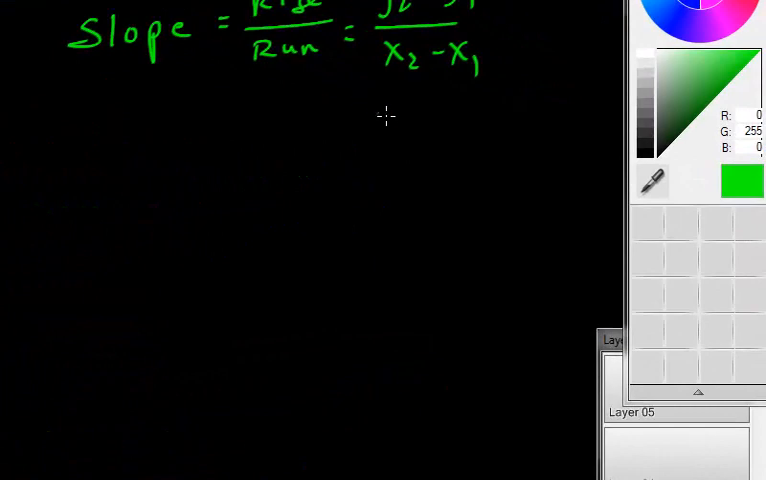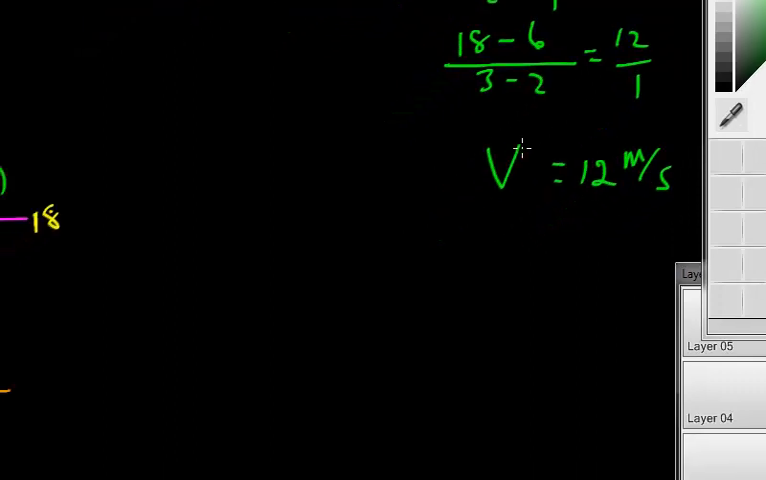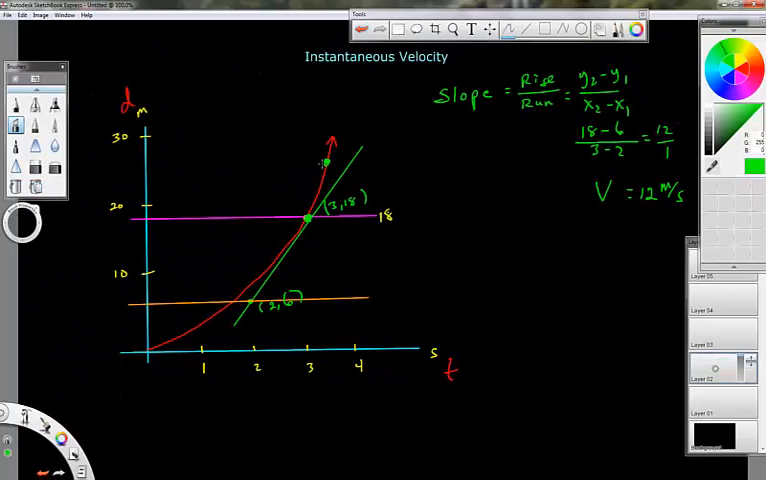So this would just be 18 minus 6 over 3 minus 2, which is 18 minus 6 is 12. 3 minus 2 is 1. So we would get about 12 meters per second. Our velocity would be about 12 meters per second at that point right there. If you wanted to know what it was, say, here, I invite you to try to figure that out. But you would need another reference point, and then you would just draw another line.